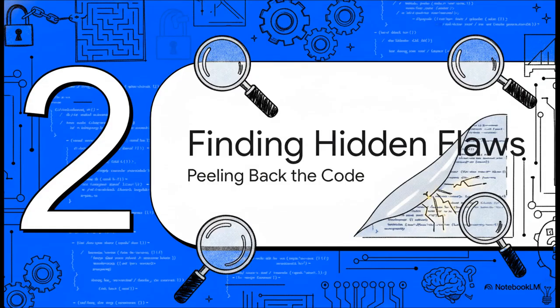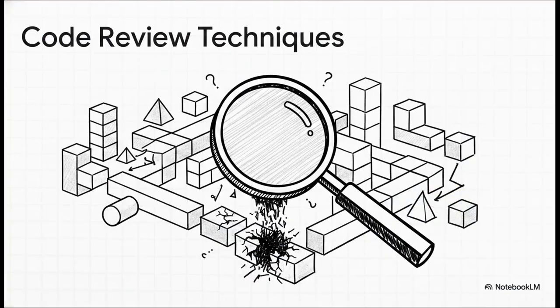Moving on to Part 2. Finding the hidden flaws. Peeling back the code. A lot of people picture hackers just aggressively mashing their keyboards until they magically break into a mainframe. Yeah, that's just the movies. The reality is way more tedious.